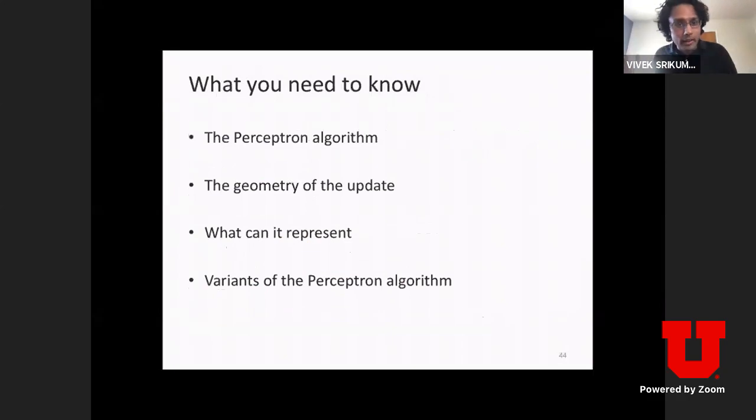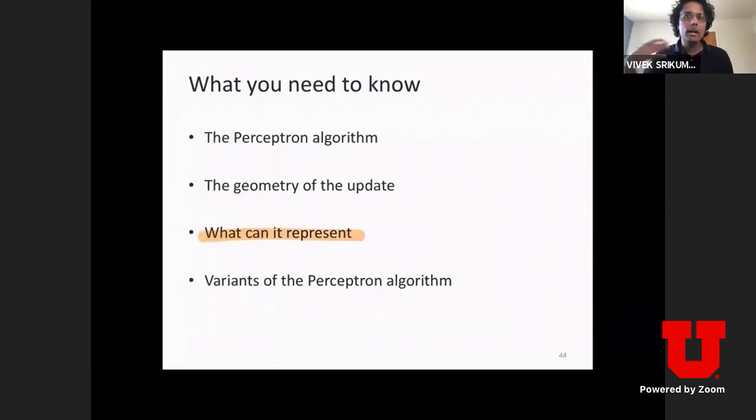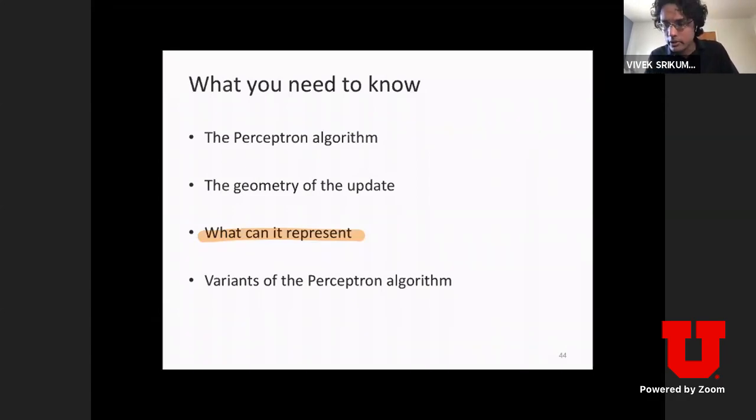What you need to know as far as this unit is concerned is you need to know the perceptron algorithm and its variants, at least the ones that you encounter in your homework. You need to understand the geometry of the update, and we went through this in the last lecture. And you need to know what kinds of things the perceptron can represent. It's a simple answer. The perceptron can represent linearly separable functions because it learns a linear classifier.